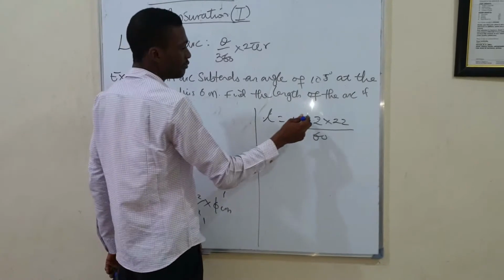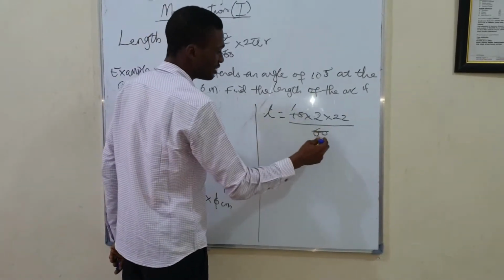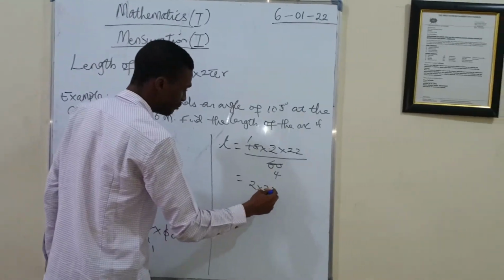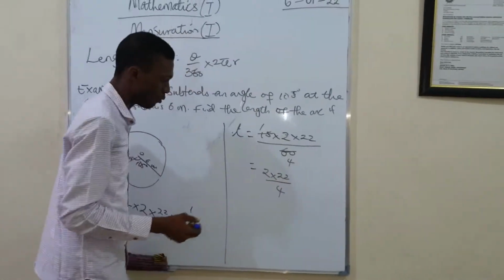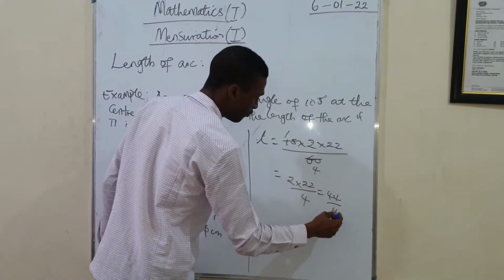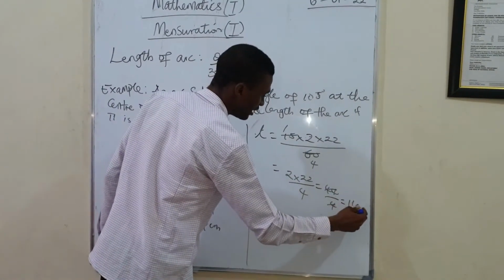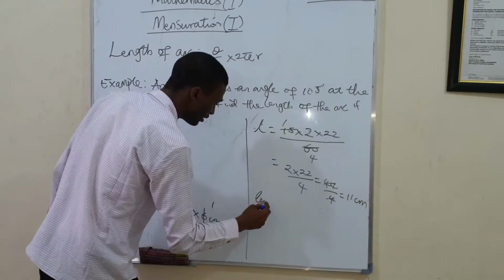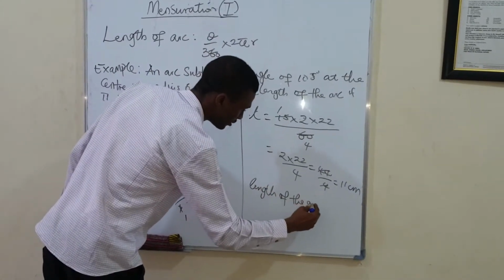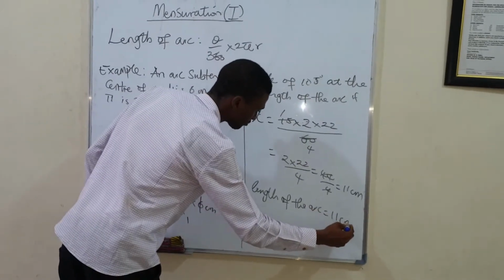Okay? 15 into itself is 1, 15 into 60 is 4. What we have left is 2 times 22 over 4. 2 times 22 gives you 44. 44 over 4, 4 into 44 is 11 cm. So the length of the arc is given as 11 cm.